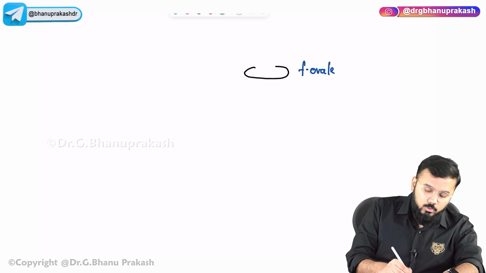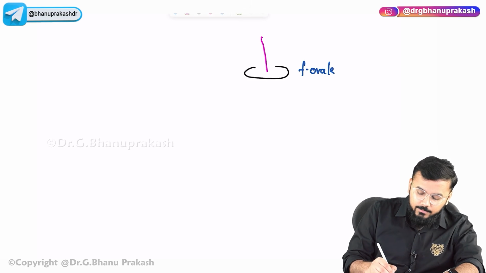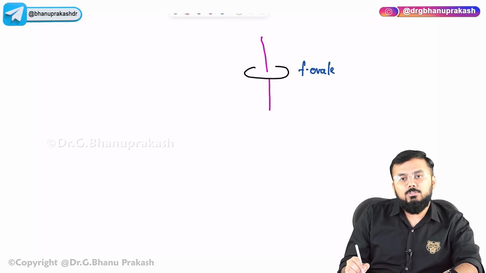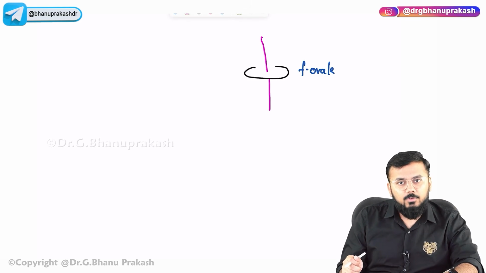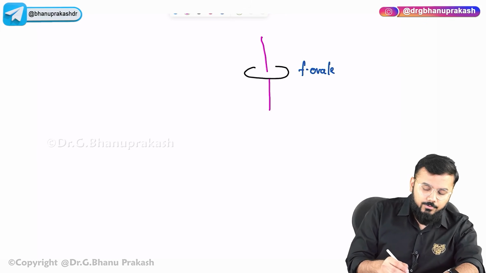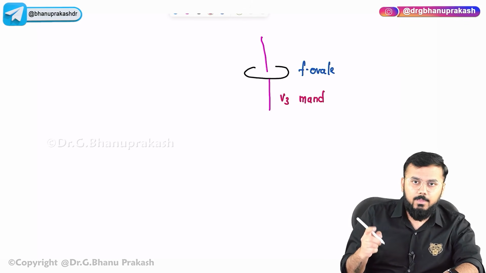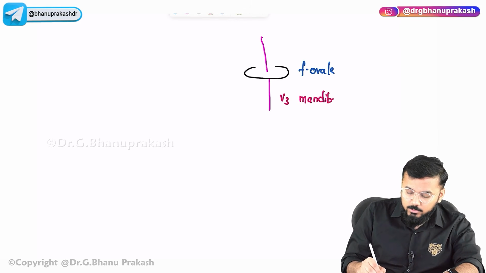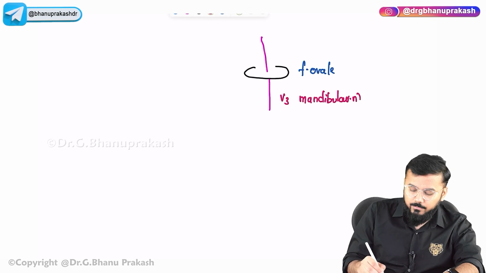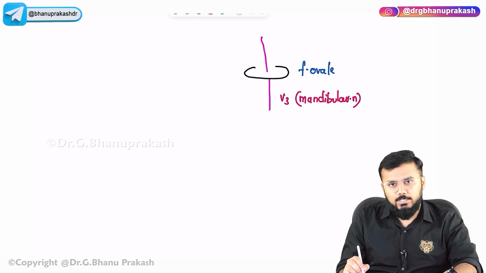Now through this foramen ovale you see a nerve that is passing. This is your trigeminal nerve. In trigeminal nerve you have got V1, V2, V3, all of you know. So let us say this is V3. V3 is what? Mandibular, right? Ophthalmic, maxillary and mandibular. So this is the mandibular nerve, the mandibular branch of your trigeminal nerve.